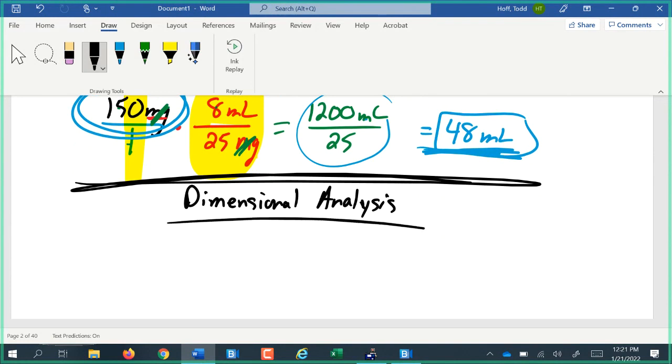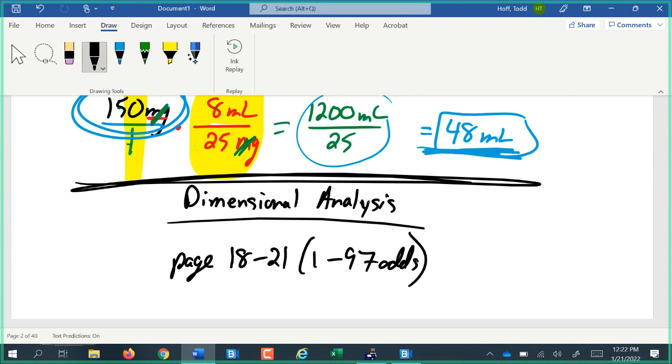Okay, so for now, let me get you out of here. Page 18 through 21, 1 through 97, the odds. Now again, I realize that you guys have worked with fractions. You can do the basic operations. If you're good with fractions, I'm not going to ask you to waste your time on the first basic practices and calculations. But make sure you do at least some of the word problems so that you're familiar with it.